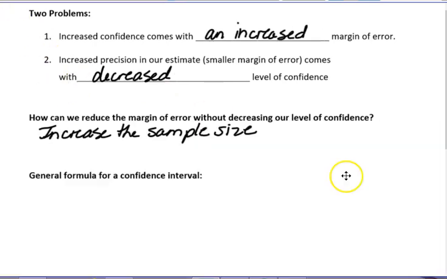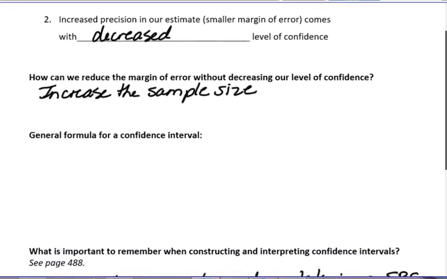Okay, so I think I'm going to switch to another page here for a minute. Okay, so this is what we have so far. Now let's talk about the general formula for a confidence interval. The general formula for a confidence interval is the point estimate, and that, remember, comes from the sample, like a sample mean or a sample proportion, plus or minus a margin of error.